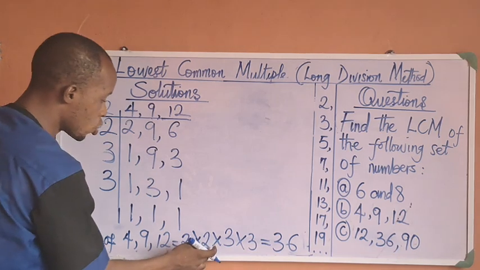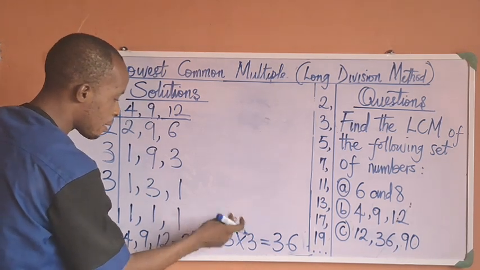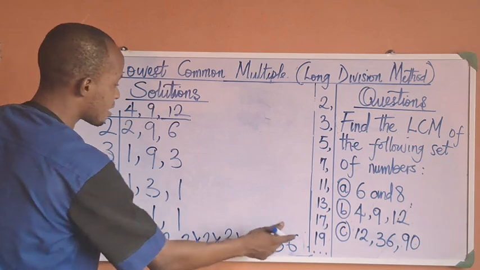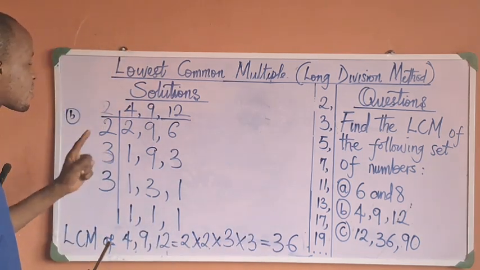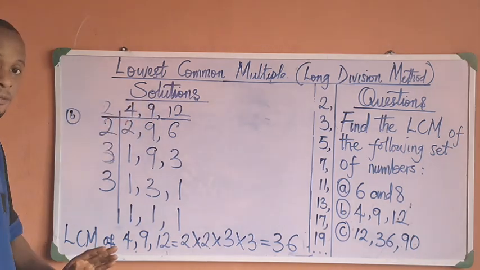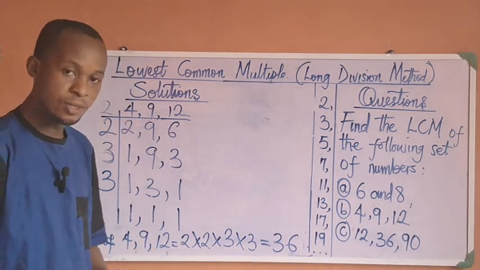2 multiplied by 2, 4. 4 multiplied by 3, 12. 12 multiplied by 3, 36. So 36 is the LCM, lowest common multiple, of 4, 9, and 12. We move to the next question.